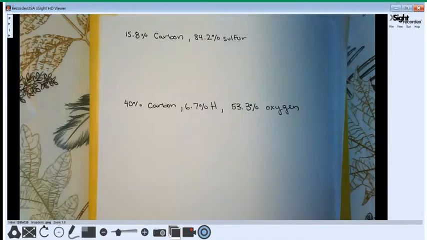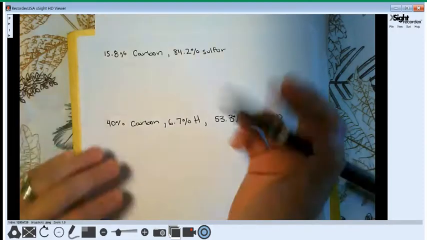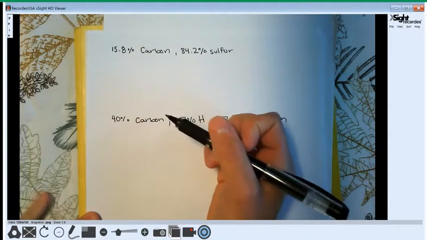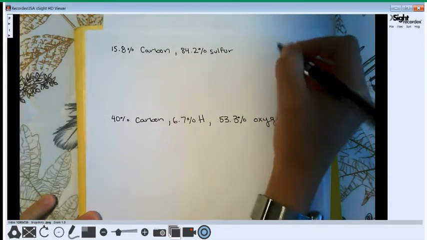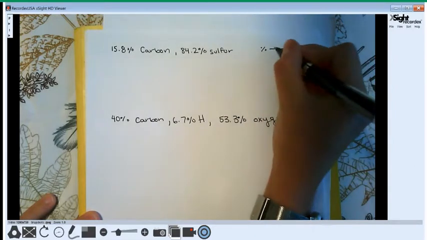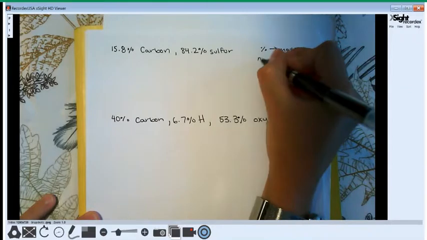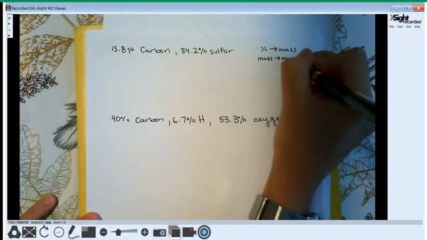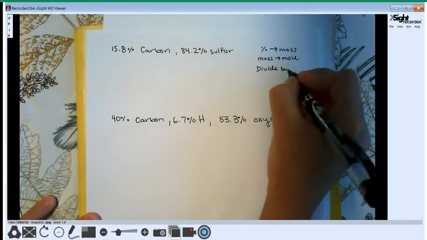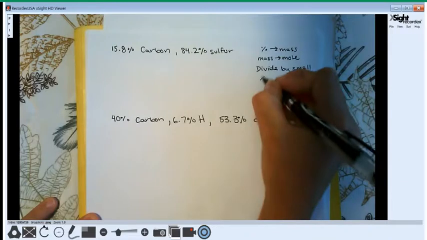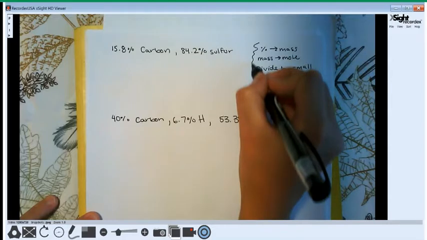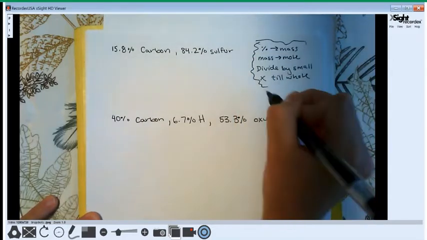Okay, so starting with empirical formula. Usually you'll be given just percent compositions to start with. Remember we have that rhyme to know the steps of doing an empirical formula problem: percent to mass, then mass to mole, divide by small, multiply till whole. If you forget where to start, this rhyme's a good way to jog your memory a little bit.